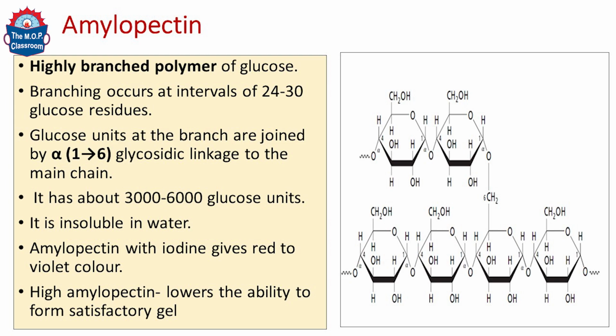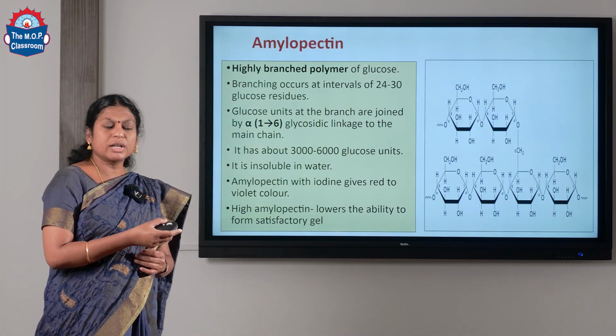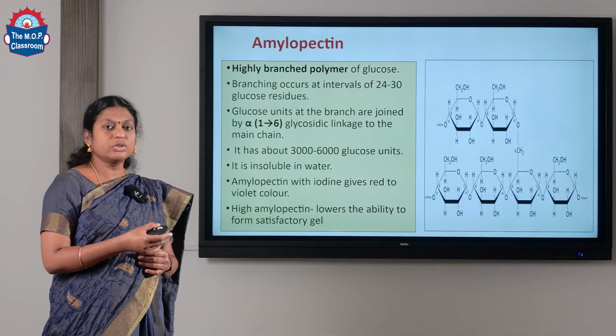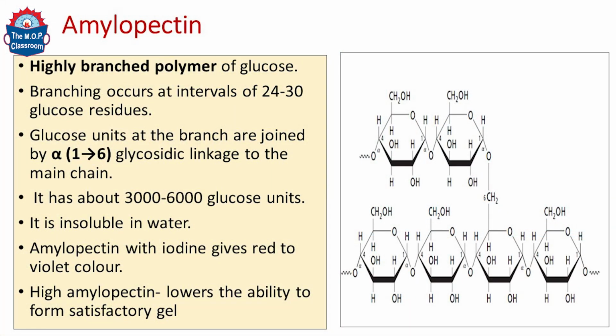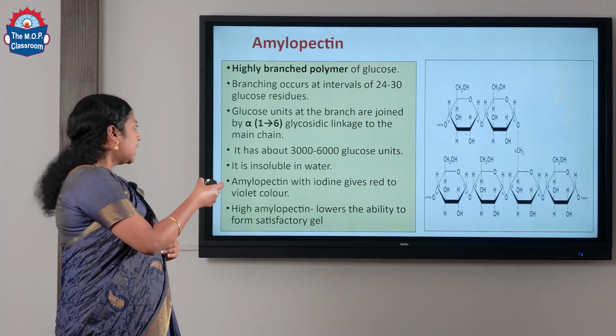Amylopectin gives a red to violet color with iodine, and high amylopectin content lowers the ability to form a good gel. Now when you look into the picture, you can see here the branching has happened and there is an alpha 1,6 linkage at the branch.